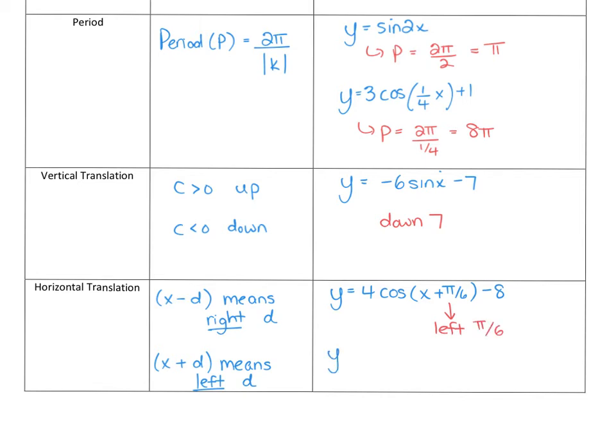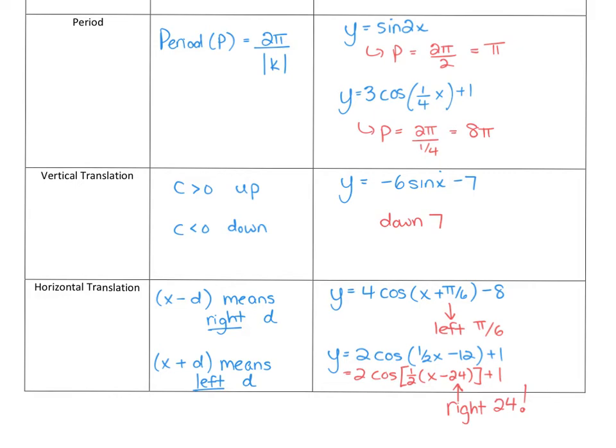Okay, if we had something like y equals 2 cos (1/2 x minus 12) plus 1. I'm trying to trick you here. Be careful. You have to factor that. So you would factor out the half, and you would end up with x minus 24. And this would mean to the right 24. Okay, so we'll watch out for that.